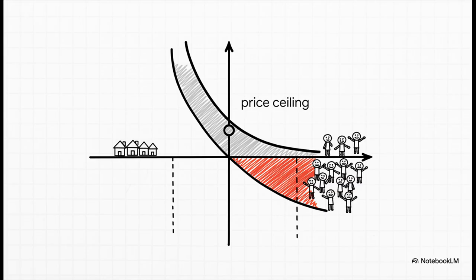Okay, now here is the absolute key, the one thing you have to remember. For a price ceiling to actually do anything, it has to be set below the natural market price. And when that happens, the result is pretty much instant and totally predictable. At this new, artificially low price, way more people want apartments than there are apartments available. Demand suddenly shoots past supply, and what you get is a shortage.